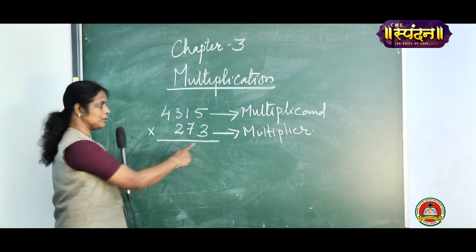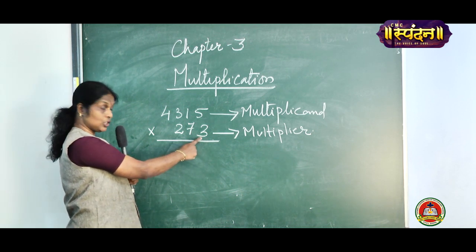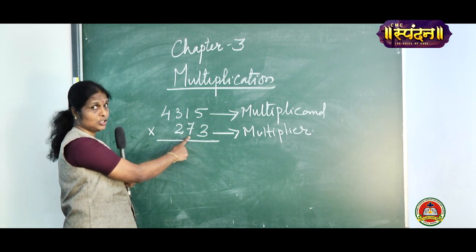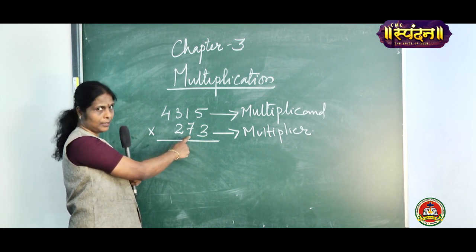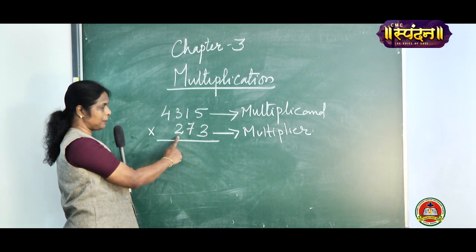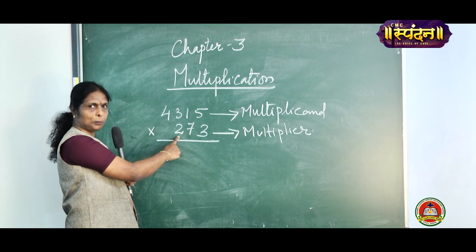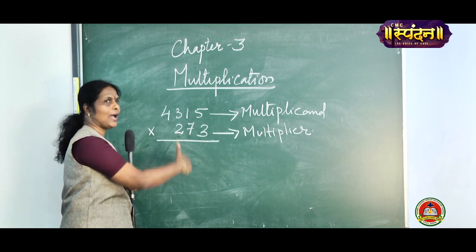In the first step I will be multiplying by 3, which is in the ones place. The second step I will multiply by 7, which is in the tens place. In turn it means we are multiplying by 70. The third step we will be multiplying by 2, which is in the hundreds place. In turn it means we are multiplying the number by 200. Lastly we are going to add up.